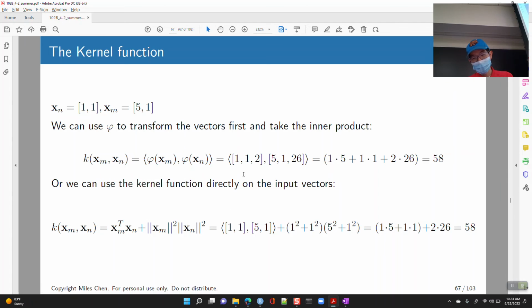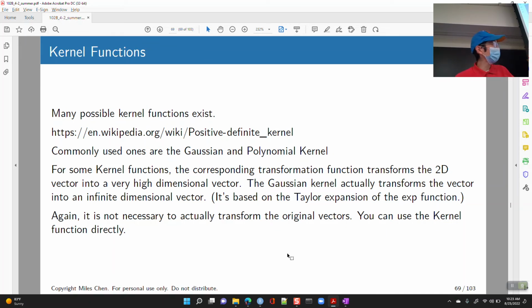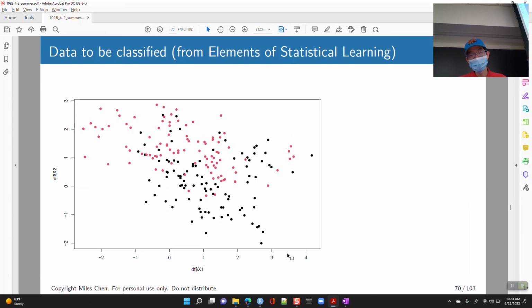And it would be the equivalent of kind of transforming it that way. But we don't actually have to transform it into this higher dimensional space. We can just use the kernel function directly without bothering to transform it, right? So here is, I think, the same data set as in your homework, right?